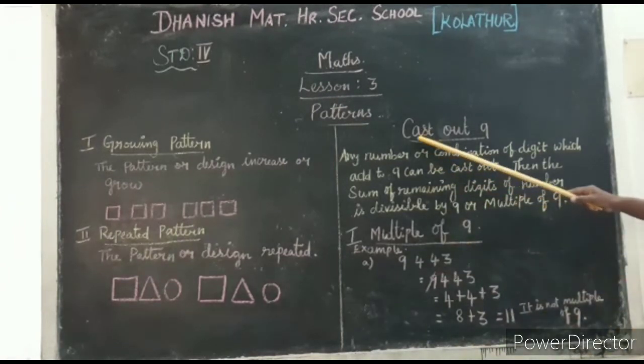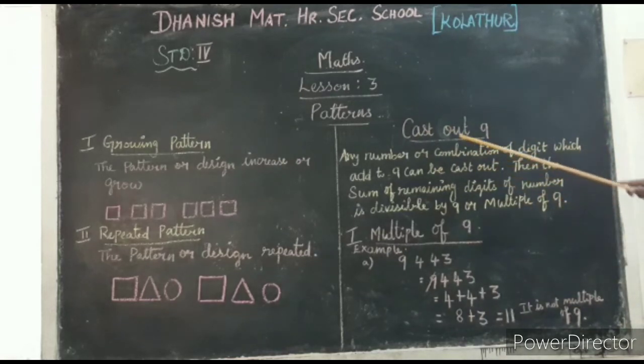Dear children, now we are going to see casting out nines. What do you mean by casting out nines? Cast out means cutting, erasing or deleting. What should be cut, deleted, erased? Nine has to be cut. Whatever number they gave in the sum, in that sum we have to cut nine. See, any number or combination of digits. What do you mean by combination? Combination means together, that is two numbers which add up to nine. Two nines can be cast out. What I told already, nine should be erased. So nine can be cast out.